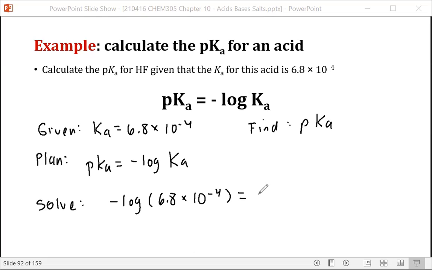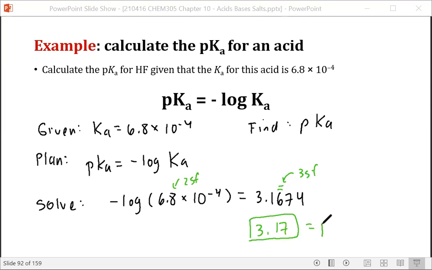And I get a pKa of 3.1674 and so forth. Because we were going from a log function to the p function, the pKa, just like with pH, we're going to add 1 sig fig. So we had 2 sig figs here, which means our final answer is going to have 3 sig figs. So we get 3.17 is the pKa.